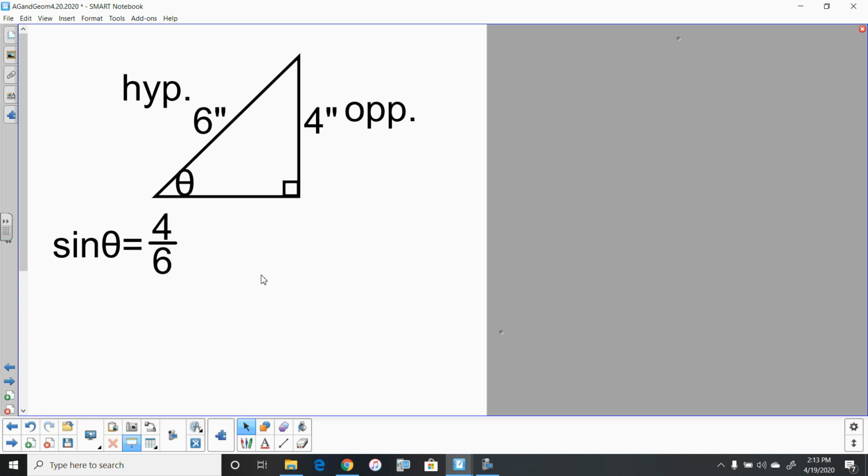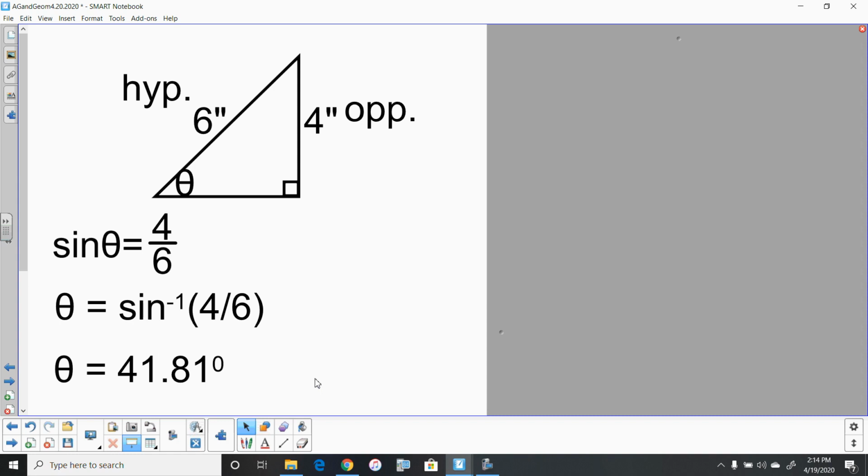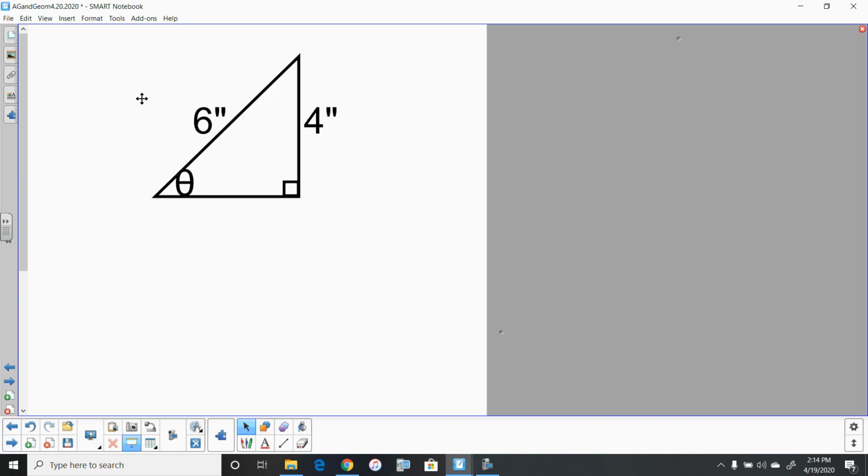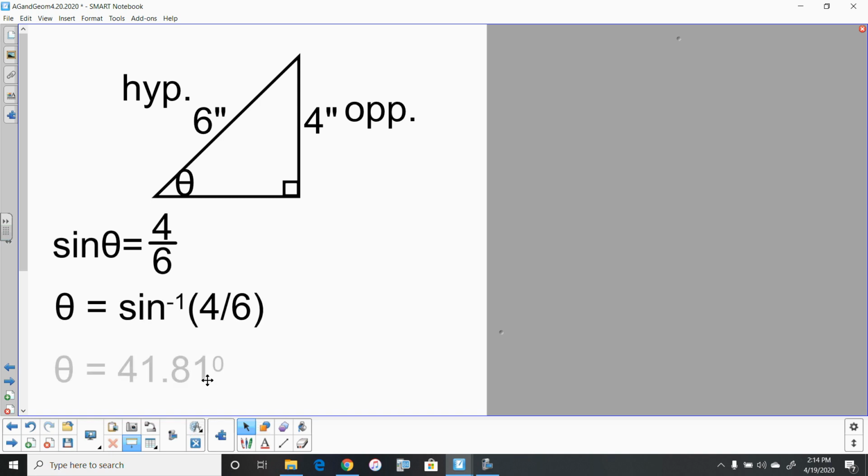And then to go from sine theta to just theta, you're going to do the inverse sine of both sides. And what that actually means is you can just type in sine inverse 4 over 6. Put that into your calculator just like that. I don't have it in the example there, but just like we did with tangent, you hit the second button first and then sine 4 over 6, and you should end up with 41.81 degrees.